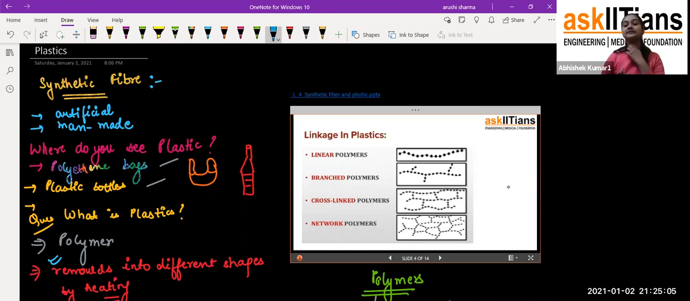Someone can ask you in your exam, or generally also, just tell me one thing: this is hard but this is soft, why? How are you going to answer? You will just say that because of the arrangement of the particles, or the arrangement of the monomers used in the formation of the plastic, they are differently arranged. That's how we get the different properties.